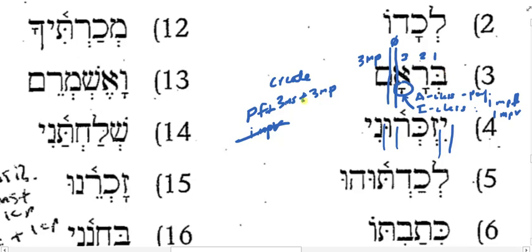So how am I going to translate this? 3MS subject, he, bara, created, third masculine plural pronoun, them. So he created them. Okay.